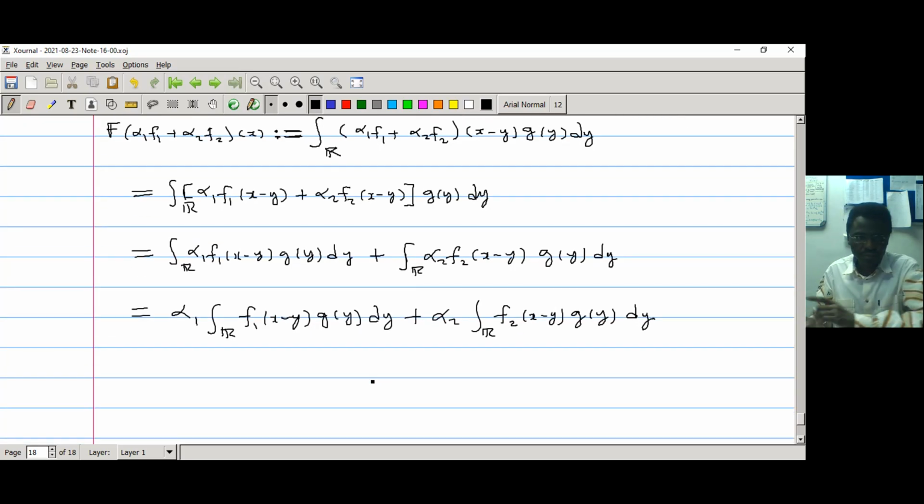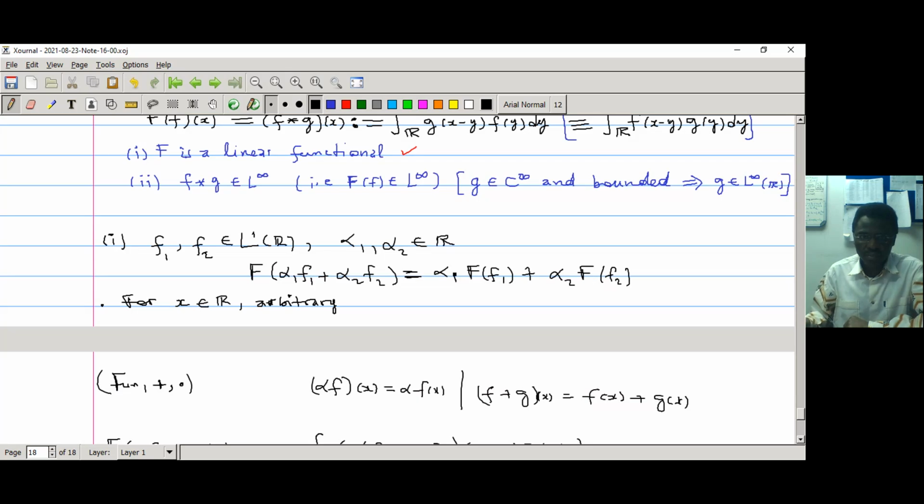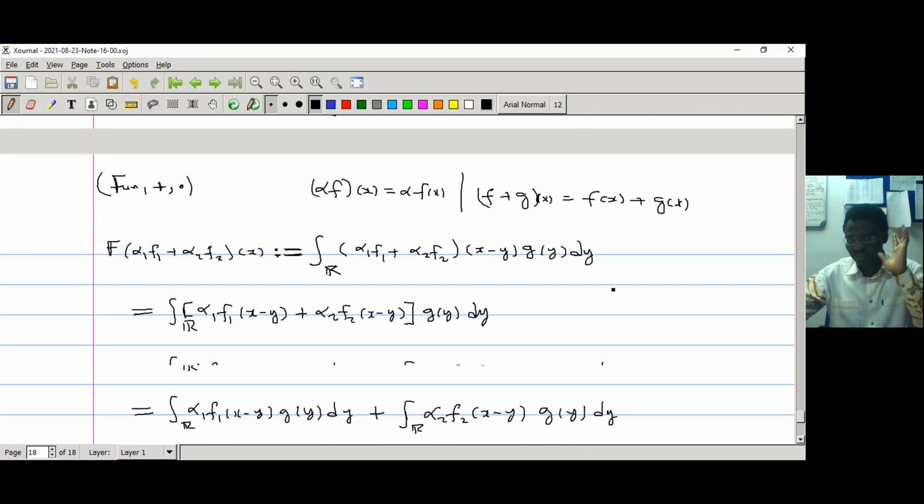Now, if you look at this one individually, you see that it's capital F of f1. Just look at the definition. So this is alpha 1 capital F of f1 plus alpha 2 capital F of f2. Let's scroll up, and that's what we wanted to prove. So linearity is really trivial.